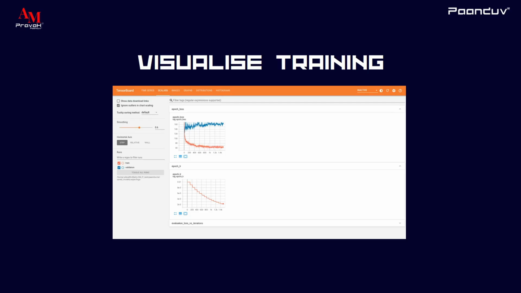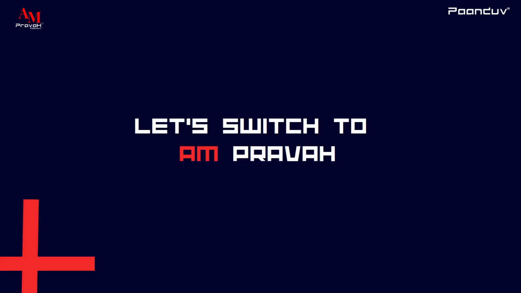That means once the training is done, you can just press the launch console button, and it will take you to the TensorBoard, where it will showcase how the training of the model is being done, right? So you can optimize the model as part of that. So that's it. I think now let's switch to AM Prava.